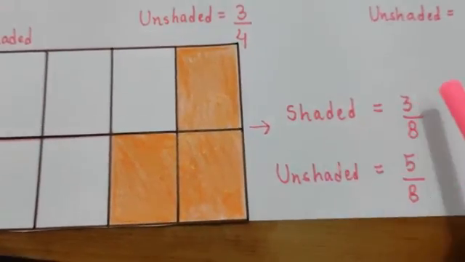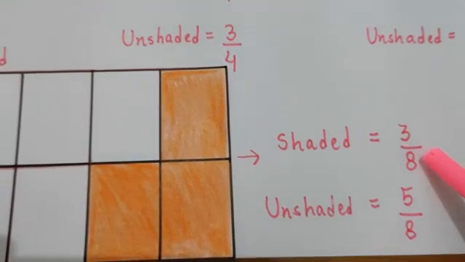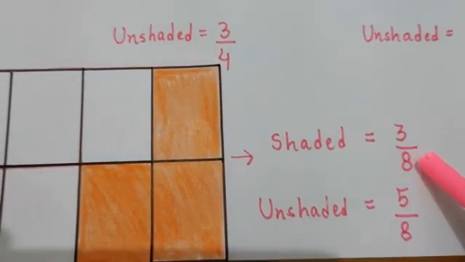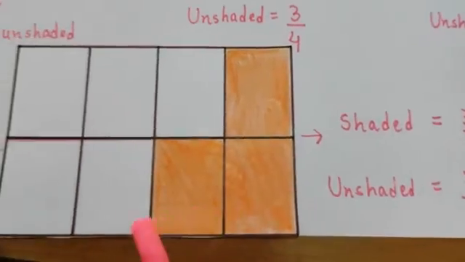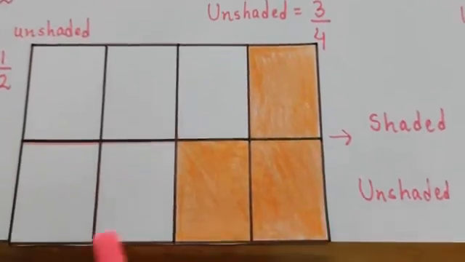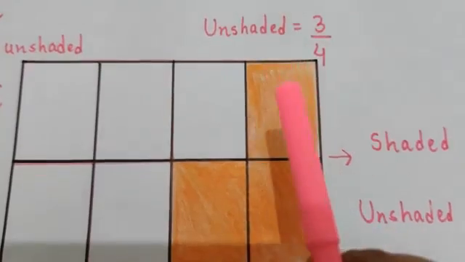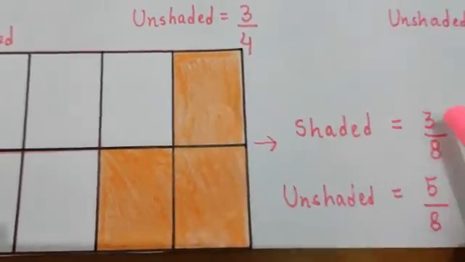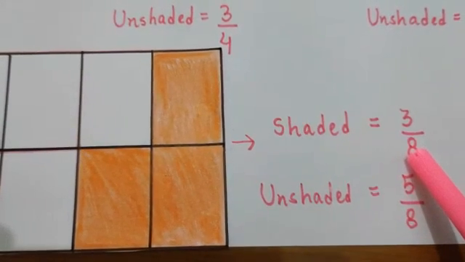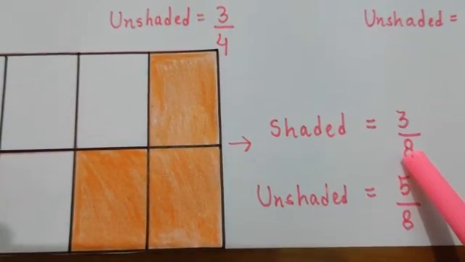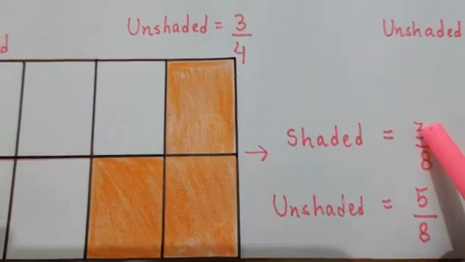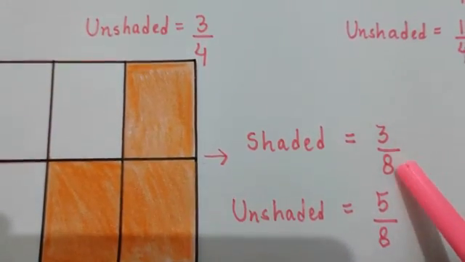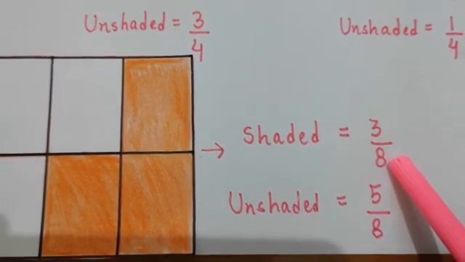Okay. So if someone would ask what is the fraction of the shaded part? The fraction of the shaded part would be 3/8. How is it 3/8? Because how many parts were there in total? 8 parts were there in total, and out of the 8 parts I have colored or shaded 3 parts. So 8 would be there in the denominator, which was the total number of parts, and 3 parts are shaded. So the fraction would be 3/8.